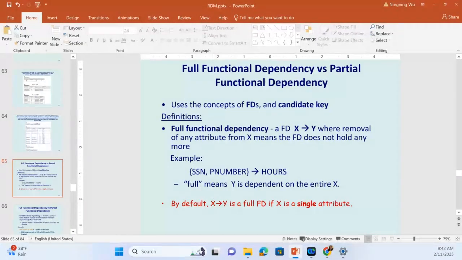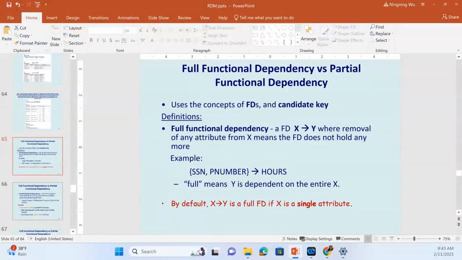So X cannot be split further. That's why if X is a single attribute, then X determines Y will be considered a full functional dependency. This full and partial distinction is used solely to examine the structure of the determinant, to see if the dependent is determined by the whole left-hand side, called the determinant, or the dependent only depends on part of the determinant.